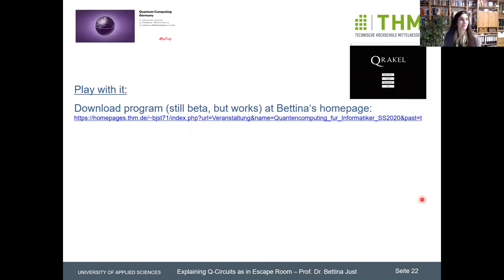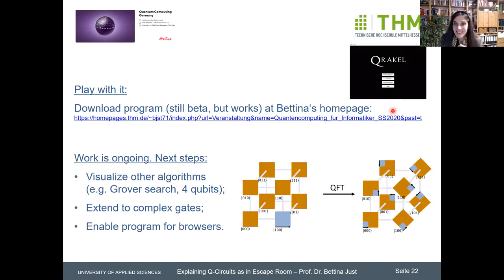Visualizing Deutsch-Jozsa. Okay, play with it. We wrote a program, it's called Quantum Oracle, at the THM, and it can be downloaded from my homepage. Here's the link. I think it's okay for me if the slides are distributed, so you have the link. It's at my homepage, and you can download it and play around shaking the cube, the one-dimensional, the two-dimensional, and the three-dimensional cube. Work is ongoing. What are we working at? One is visualizing other algorithms, for instance Grover's search. Grover's search works on four qubits, but it's still possible.